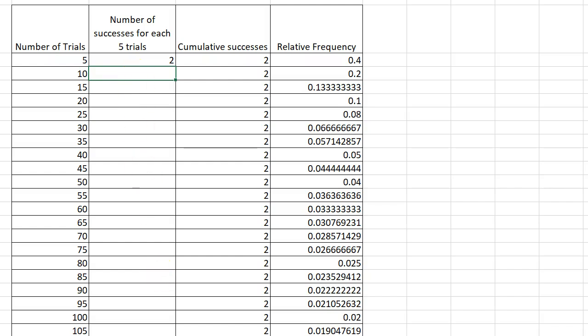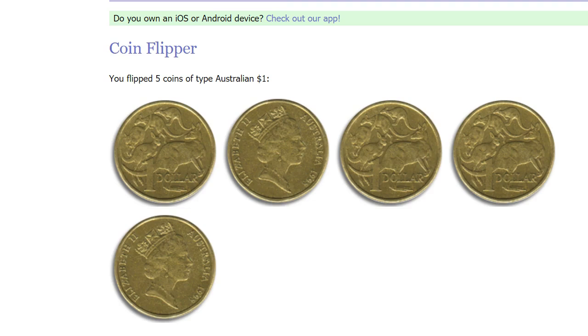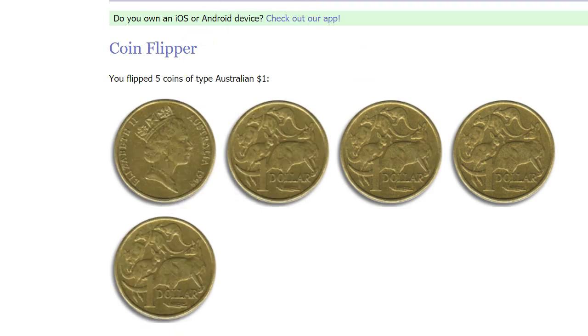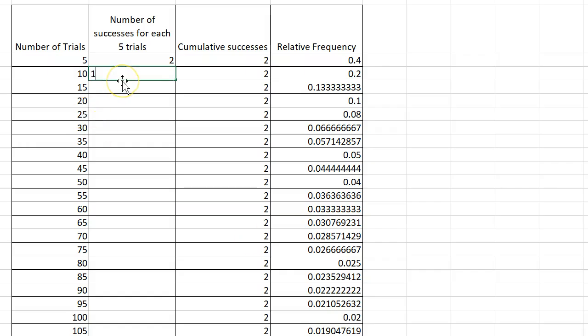So I'm going to repeat this several times. Let's just do it one more time with you. I'm going to flip again and count the heads. There we go, we've got 1 head this time. Now I'm going to put 1 in there, and I'll continue the experiment and pause the video.